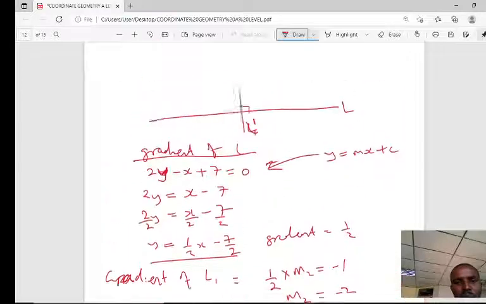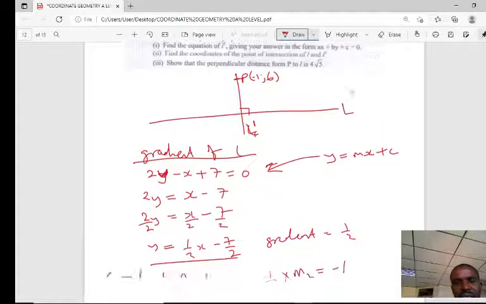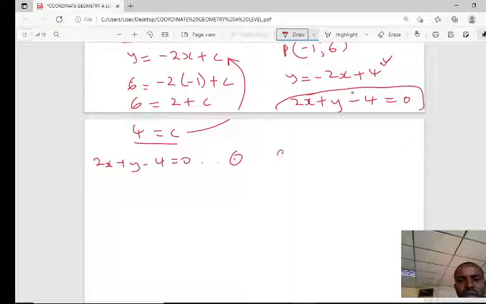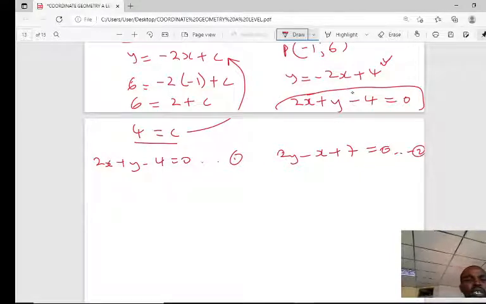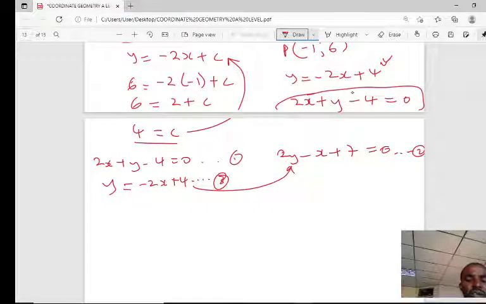2y minus x plus 7 is equal to 0. This one is equation 2. From equation 1, you can see that y is equal to minus 2x plus 4, and this will be equation 3. Then you can substitute in equation 2. We are using the substitution method.